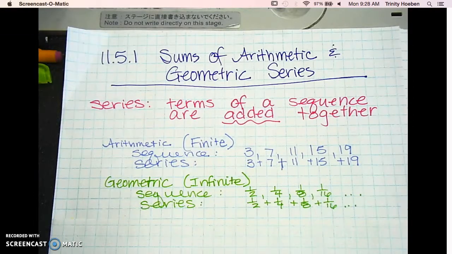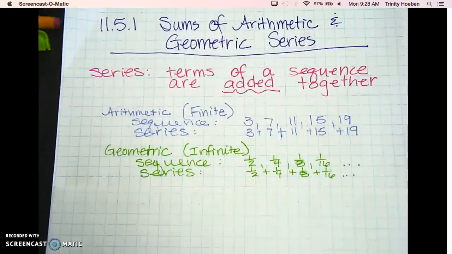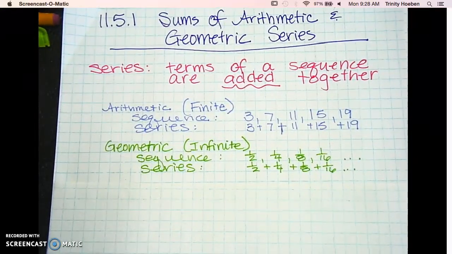All right, so we're going to get a fancy new way to write this. We're going to use the Greek letter sigma.